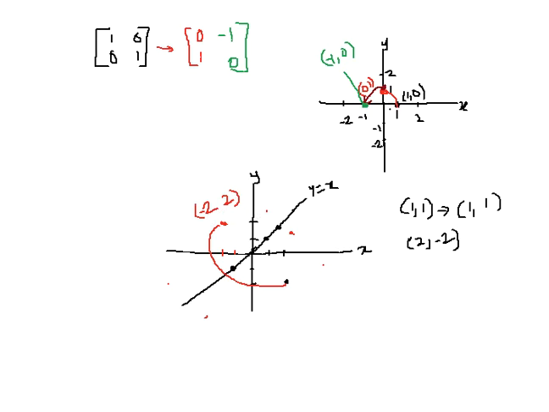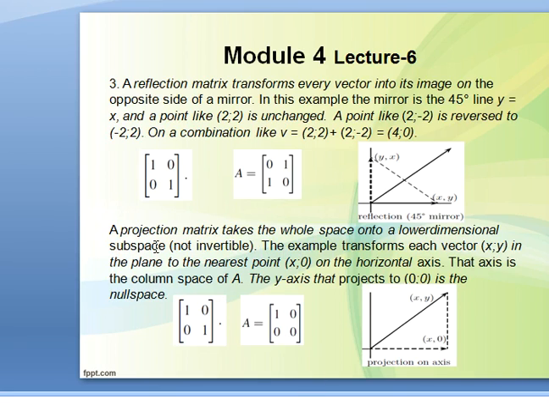The next one is projection. What is projection? The projection means the matrix takes the whole space into a lower dimensional subspace. Not invertible, the example transforms each vector xy in the plane to the nearest point x0 on the horizontal axis. Now I hope this reflection is understood.